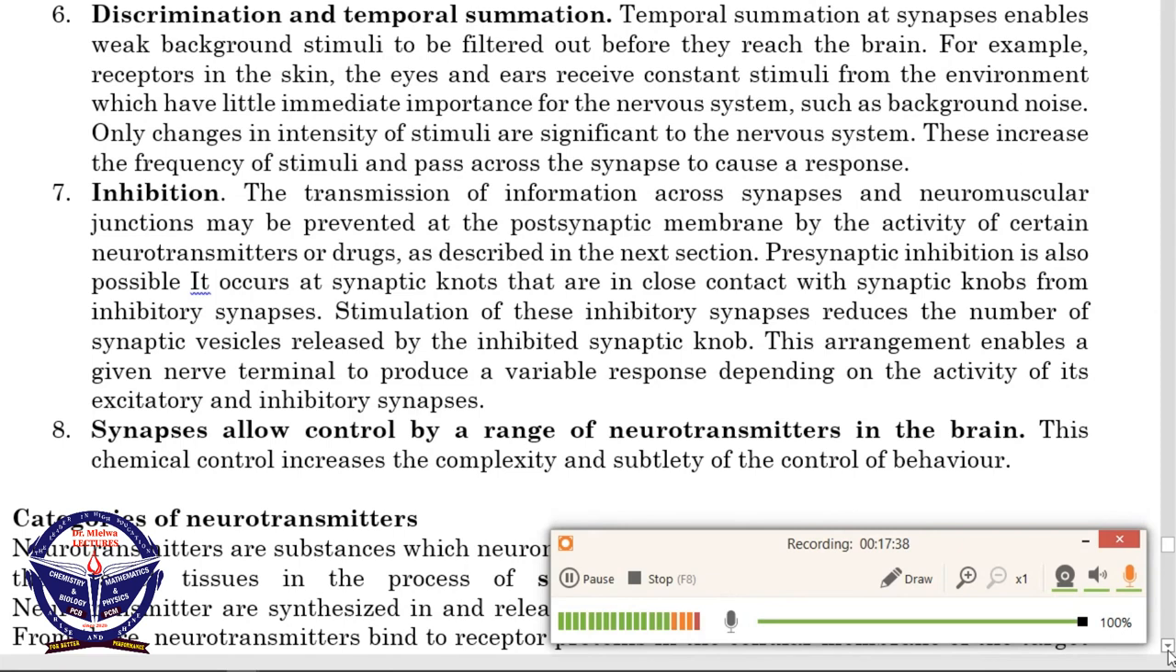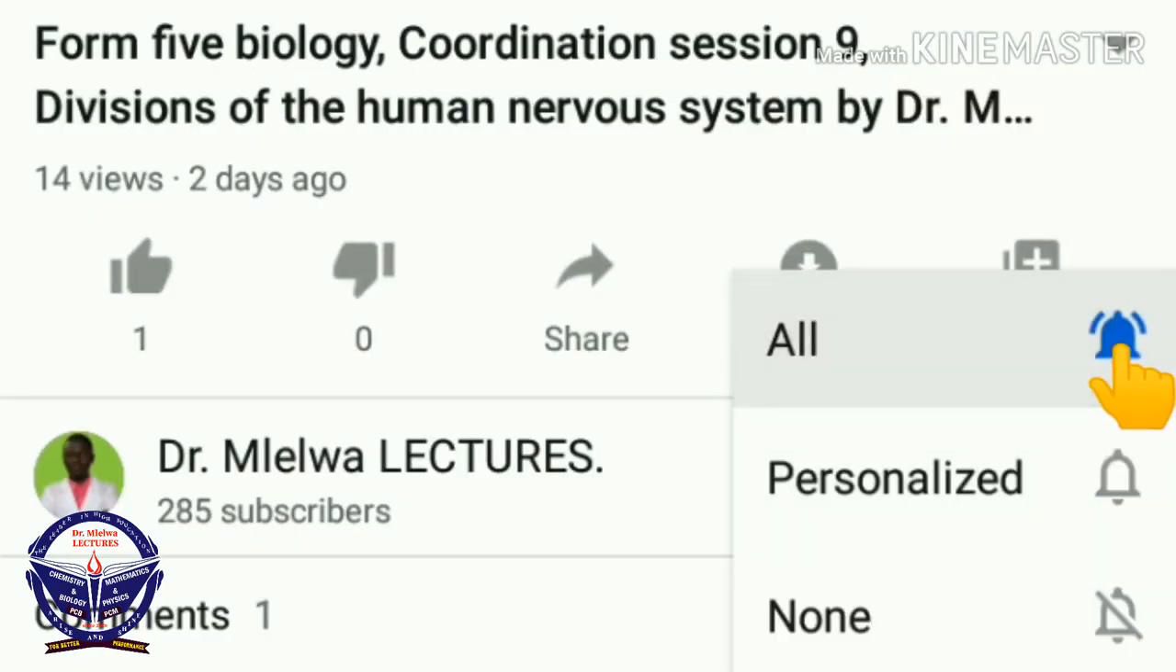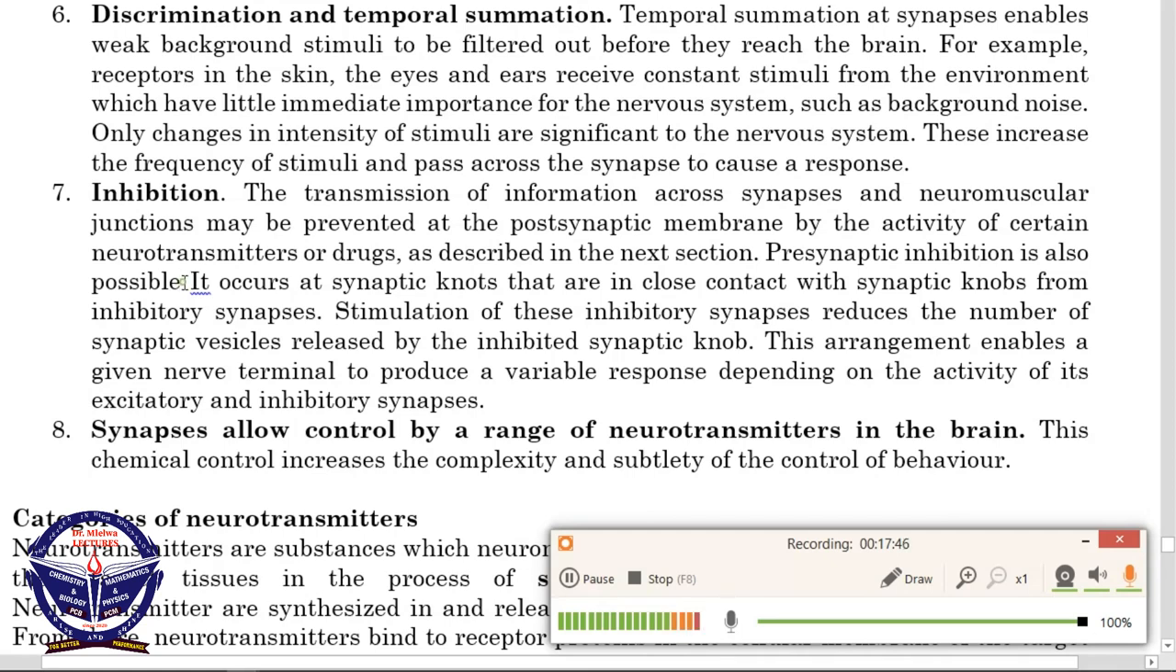So discrimination is simply the cancellation of the weak stimuli which were not important to the central nervous system. And the seventh function is inhibition. The transmission of the information across the synapse and neuromuscular junction may be prevented at the postsynaptic membrane by the activity of certain neurotransmitters or drugs as described in the next session.